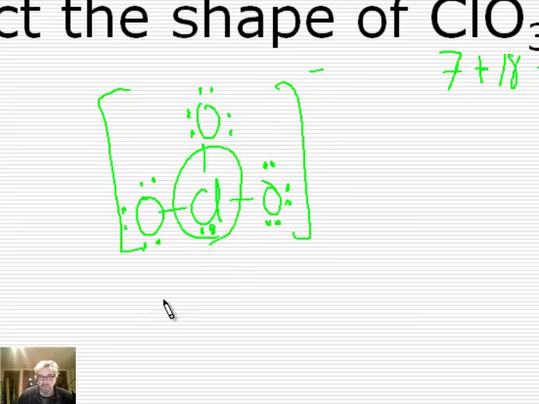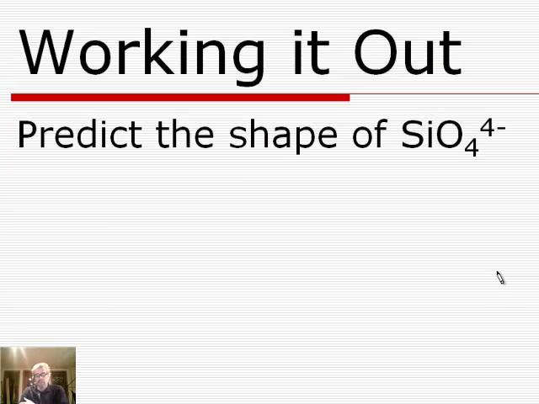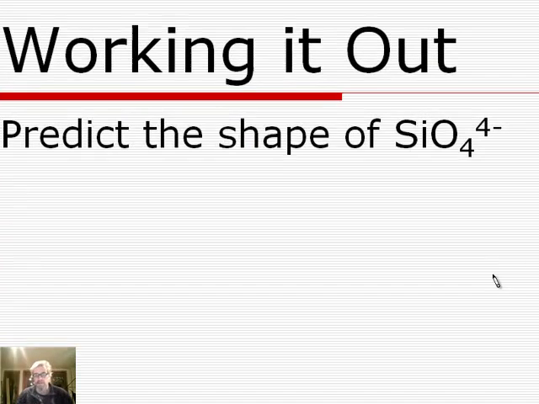Looking at the central atom, the chlorine, I've got 4 regions of electron density, and 1 is a lone pair. By code, that would make this an AB3E, and it's a 4-region of electron density shape with 1 lone pair. That tells you it's a trigonal pyramidal. Okay, try this one. Predict the shape of SiO4 4-.